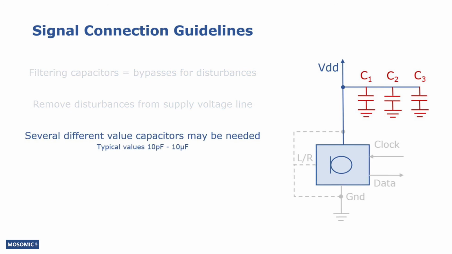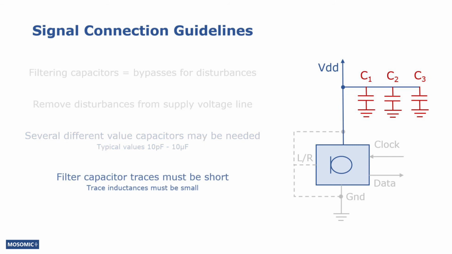Several different value capacitors, for example 3 of them, may be needed to make sure all disturbances are filtered out effectively. The capacitances vary typically from 10 picofarads to 10 microfarads. The circuit layout for the capacitance connections is important. The lengths of the capacitor traces should be as short as possible. Also, trace inductances should be minimized to avoid any unwanted changes in the way the filters work.